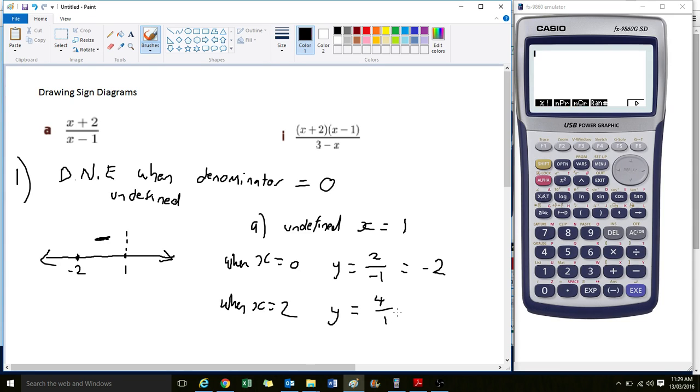2 take 1 is just 1. This is equal to 3. 3 is positive. Okay, so to the right of the asymptote, the function is above the x-axis.